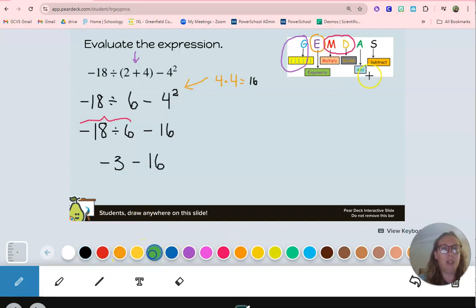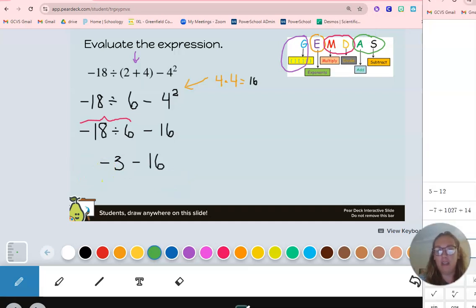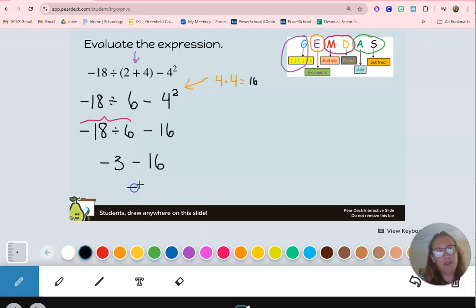And finally, we're going to do our addition and subtraction. Negative 3 minus 16 is going to get us a negative 19 for our final answer. Beautiful. Nice job, y'all.